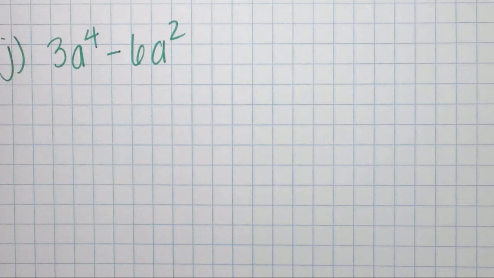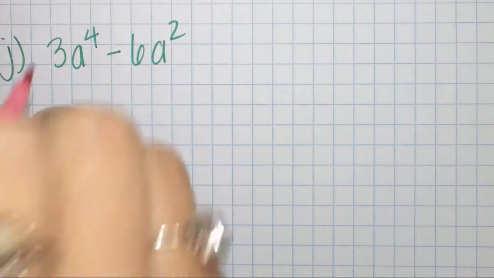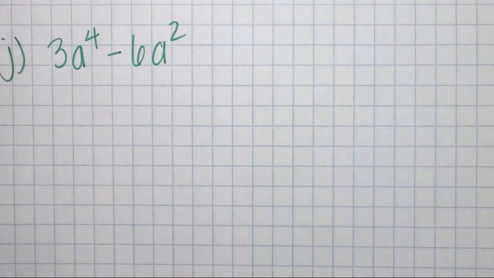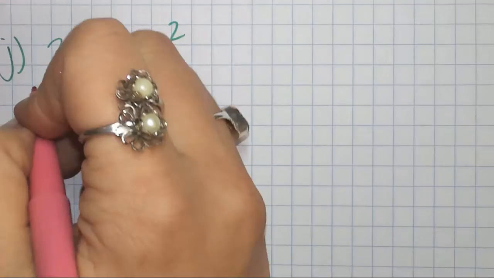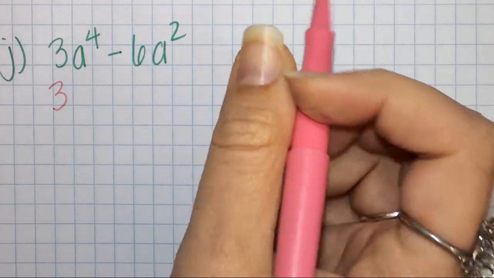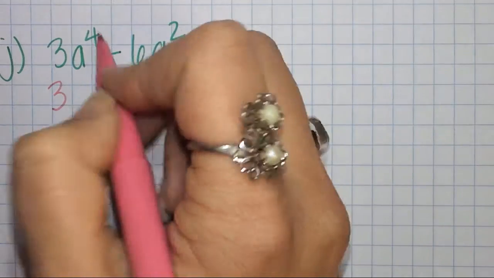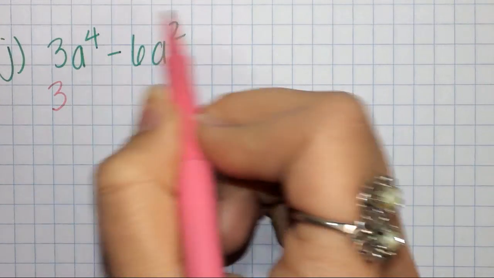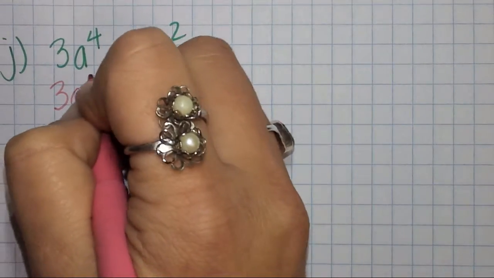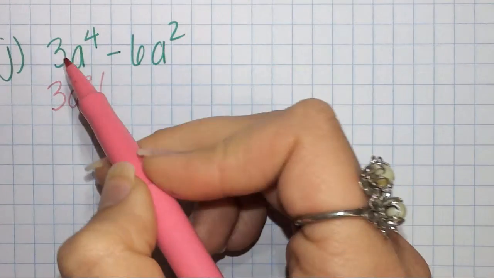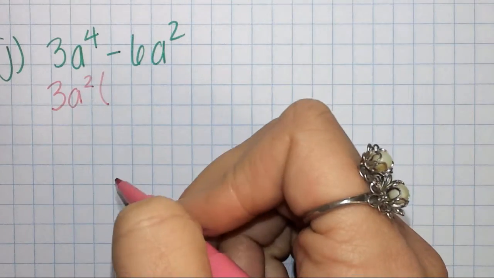Okay, now what's the biggest number that goes into both 3 and 6? 2 doesn't go into 3. 3. Now, do they have a letter in common? Okay, now we take the smallest exponent. What's smaller, 4 or 2? So we bring a squared outside. What's 3 divided by 3? 9.